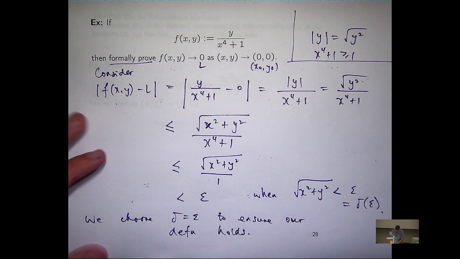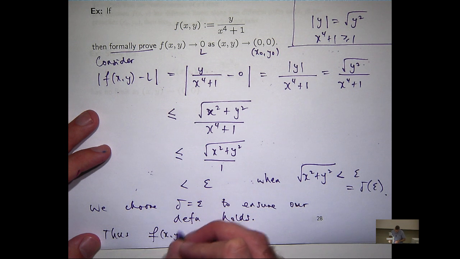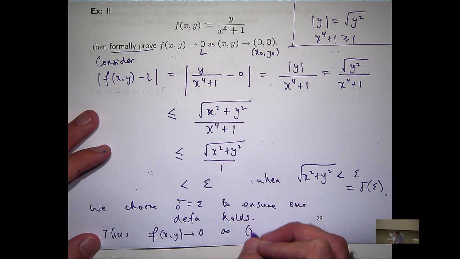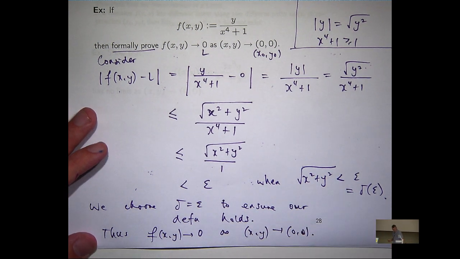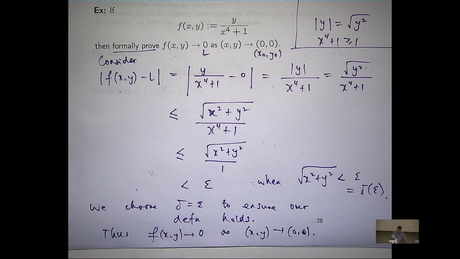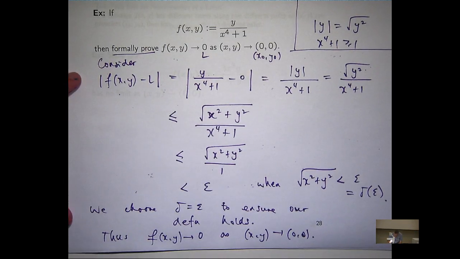So thus, we've proved that the limit is 0. Yes? In the last example, when you got to this position, you played with root epsilon. Why not? Okay, that's an excellent question. I'm really glad you asked that one, because there's no square root sign here. Yeah, that's a really good question.